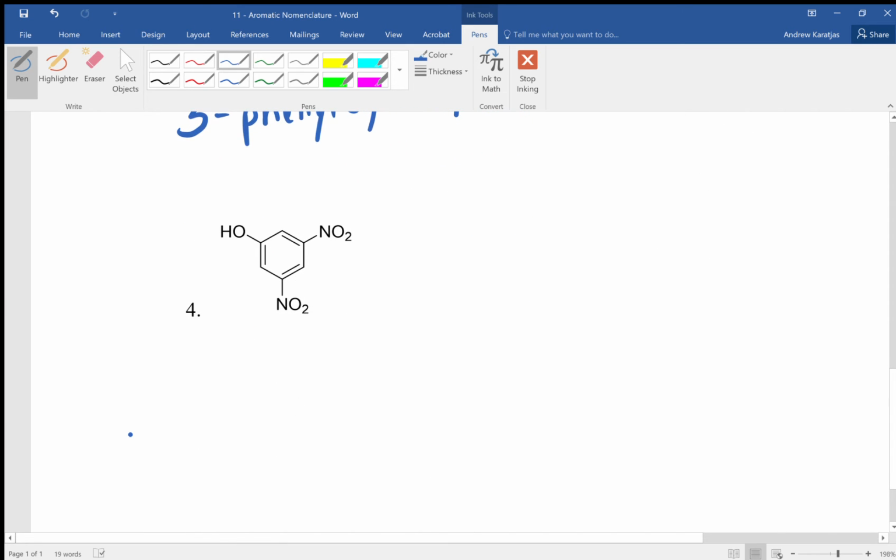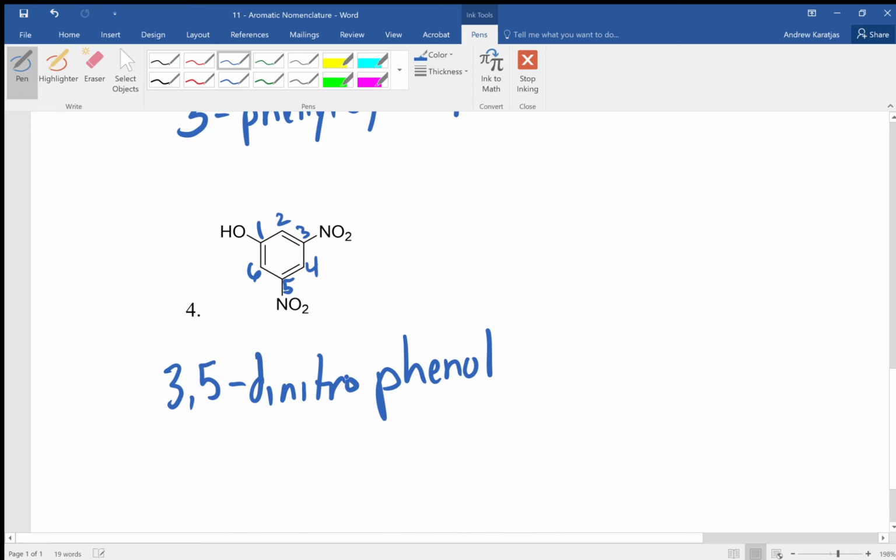Alright, number 4, if we use the hydroxy for its common name of phenol, then that means we have to define that as carbon 1. Once we've done that, it doesn't matter which way we number this one because the ring is symmetric. And it wouldn't matter if I went clockwise or counterclockwise. At carbons 3 and 5, we have the same substituent. So, as always, that means we put it in di. And the name for the NO2 group is nitro. So we have 3,5-dinitrophenol.